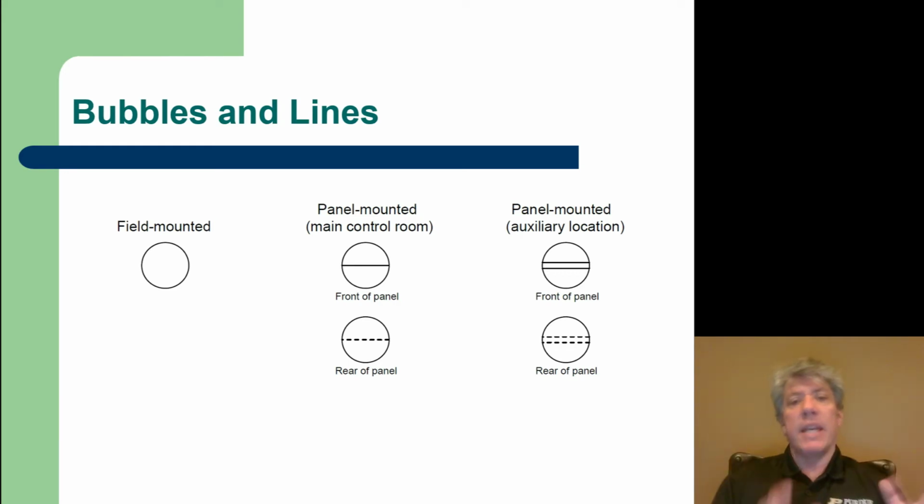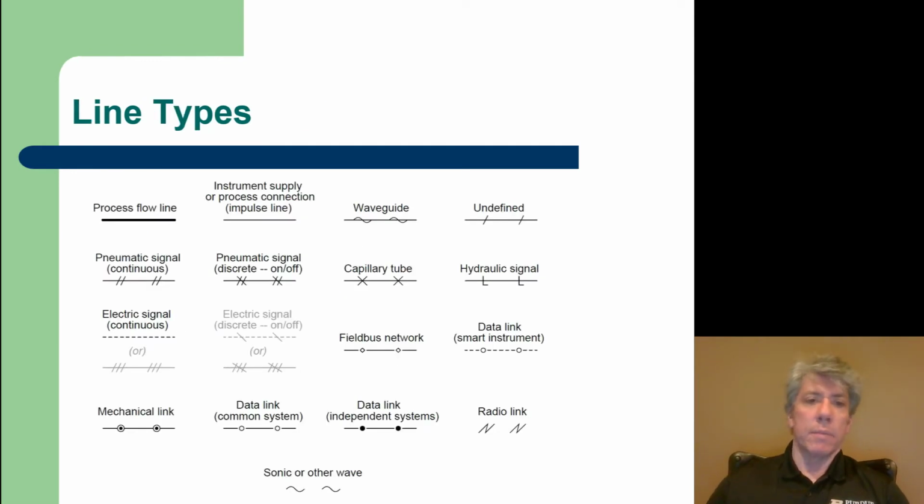But then in their main control room, any instrumentation there would have been indicated on a P&ID with a circle with a single line through it. Again, solid line if it's in the front of a panel where you can access it, and a dashed line if it's behind. So that's the standard way that these bubbles and lines are used, and they're showing you information about where these various instruments are located.